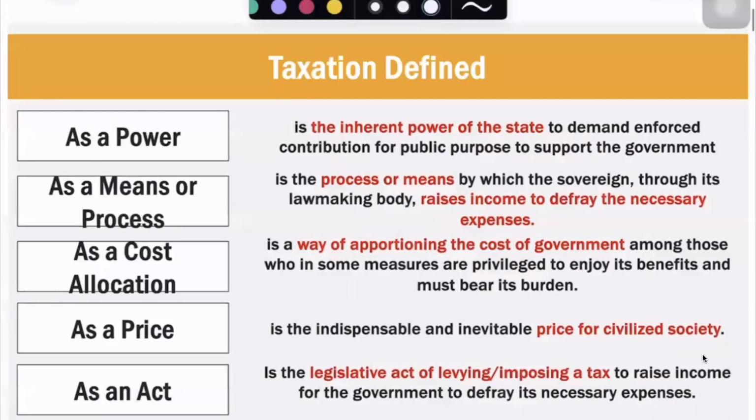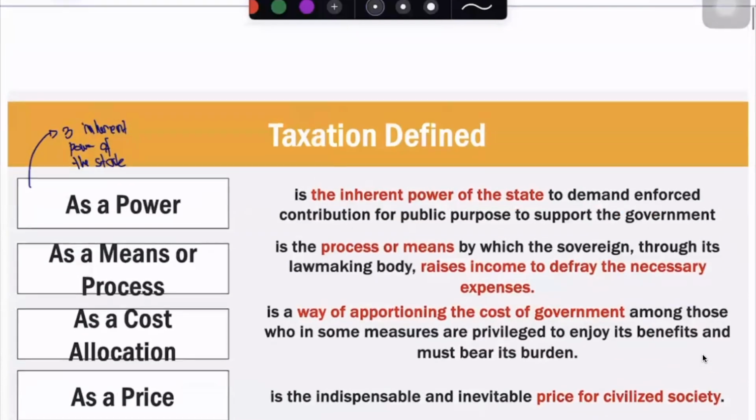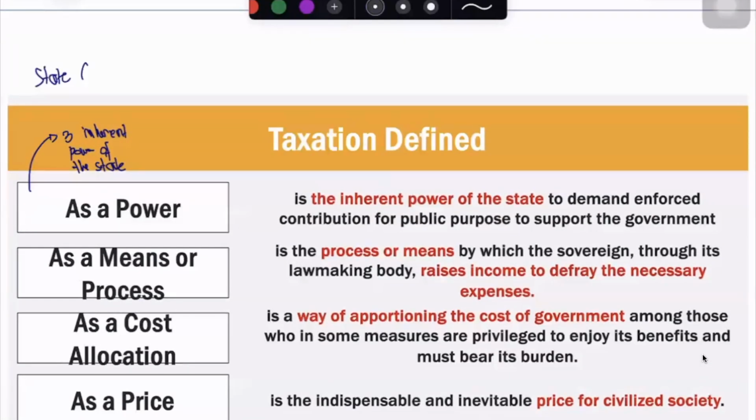So, other definitions of taxation. First, as a power. Taxation is the inherent power of the state to demand and force contribution for public purpose to support the government. So when we talk about it as a power, there are three main inherent powers of the state. When we say inherent power of the state, it means that it must first become a state. It is a sovereign state so that the inherent power comes into play. And what are these inherent powers of the state? There are three main inherent powers of the state.